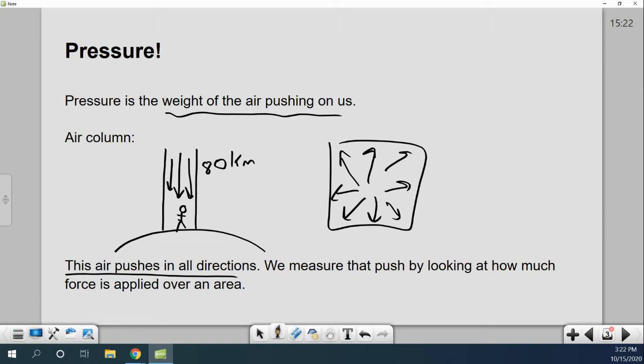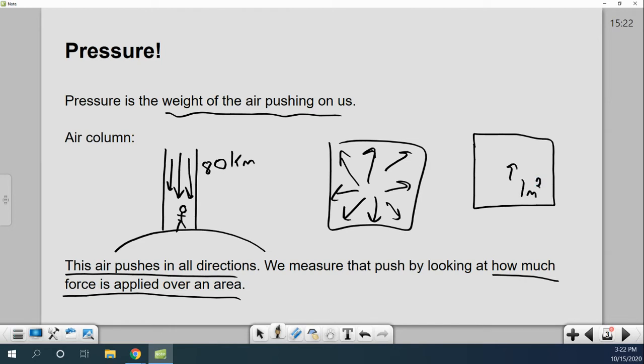And so we measure that push. We measure pressure by looking at how much force is applied over an area. So if I had a spot this big on the ground, how much force is pushing down on that? So if this spot was like 1 meter squared, and let's say it was 10 newtons in total, I would say, okay, the pressure is 10 newtons per meter squared. So it's force over some area. You can use any area you want, any unit of force you want. You can do weight, you can do kilograms, you can do newtons, you can do something else, but it's just how much force is applied.